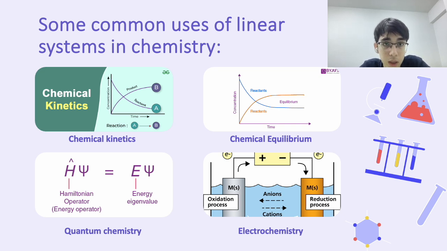And the last one is electrochemistry. Linear systems are widely used in electrochemistry to model, analyze, and solve problems involving chemical reactions, electrical currents, and the transport of charged species.